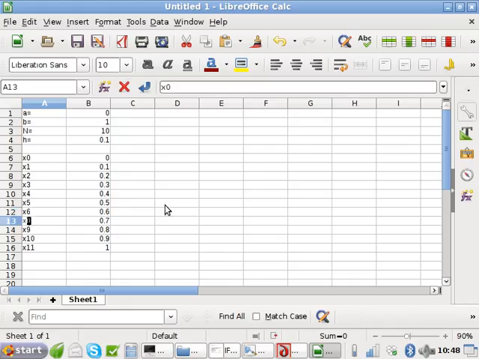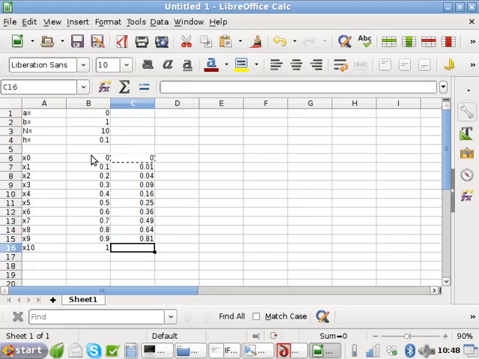Alright, x6, x7, x8. This is better. x9, x10. Right, what else do I need? I need to know the heights. So the heights, we're using the x squared function, so we'll just square it. So the first height is 0, and then the last height, 1 squared, 1.